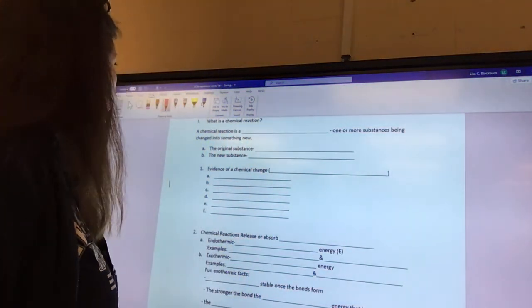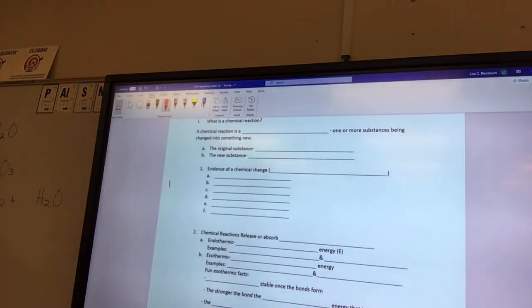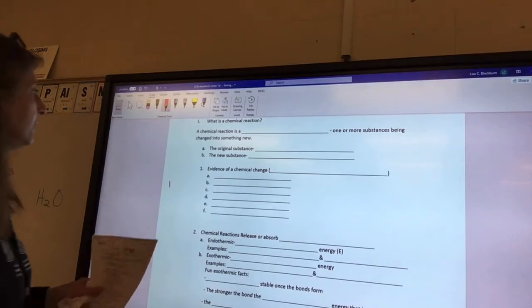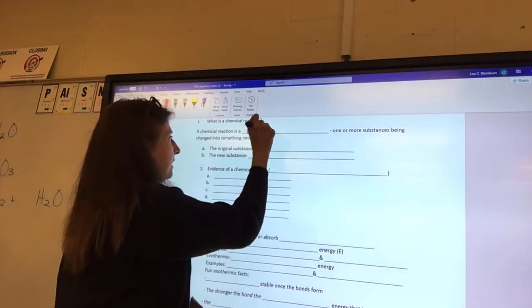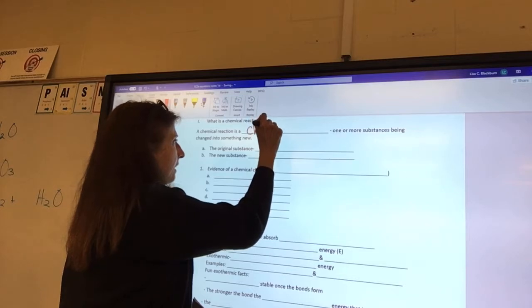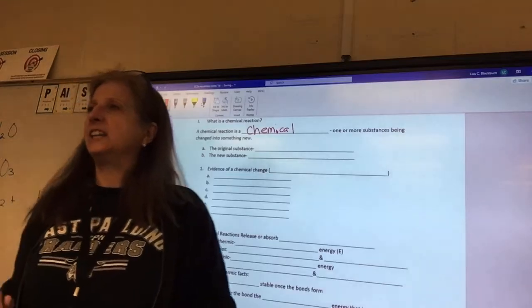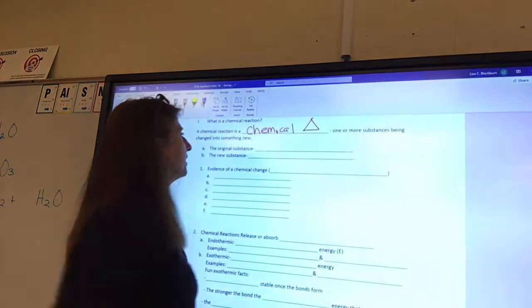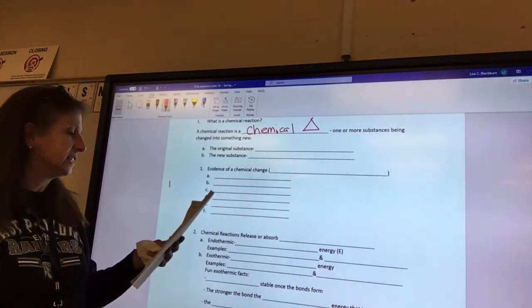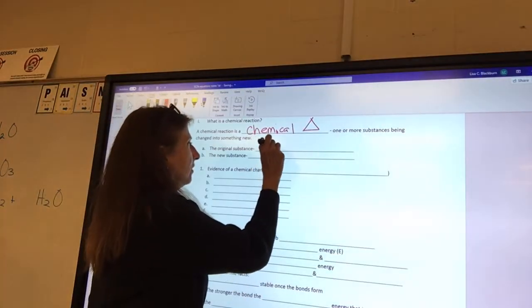All right. So first of all, what is a chemical reaction? A chemical reaction is a chemical change. And do you remember the symbol for change in science and math? A triangle. So we don't have to write it. A chemical change is one or more substances being changed into something new. The original substance is called the reactants.